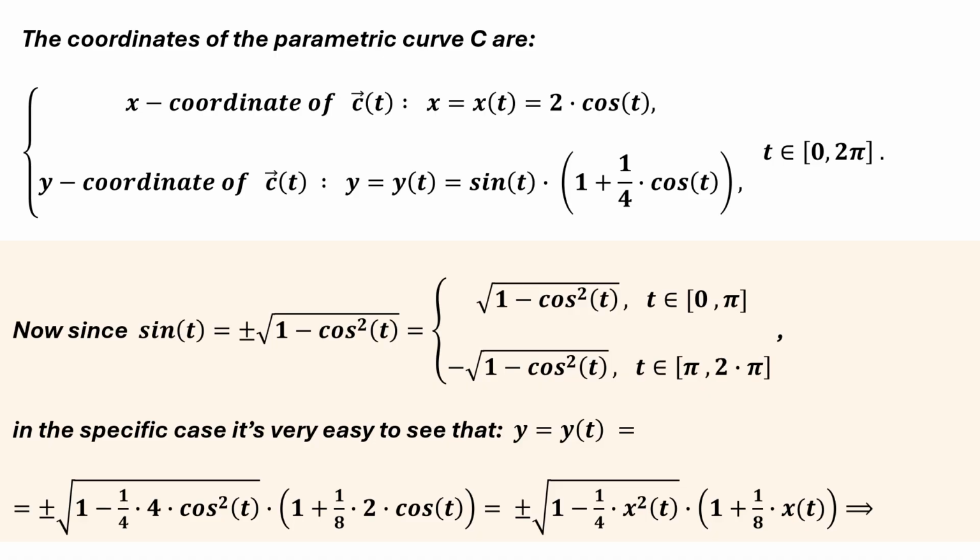Since both coordinates are defined by trigonometric functions, we aim to combine them using basic trigonometric identities to find a direct Cartesian relationship. The basic Pythagorean identity applies in our case, since it connects cosine of t with sine of t. The x-coordinate is 2 cos of t, and it's very straightforward to substitute it in the expression of the y-coordinate. After that, some simple operations give us the expression of the y-coordinate in terms of x.